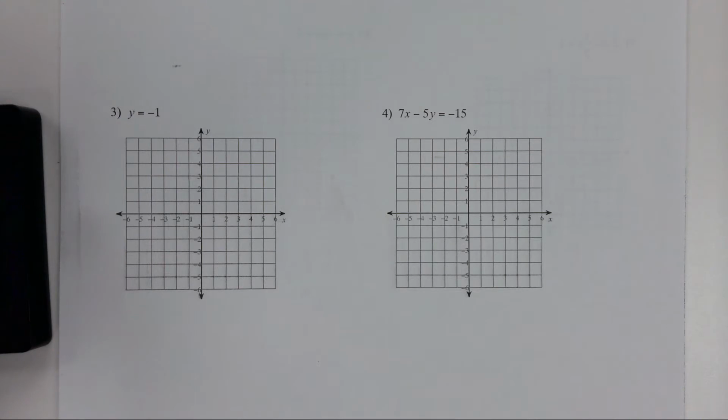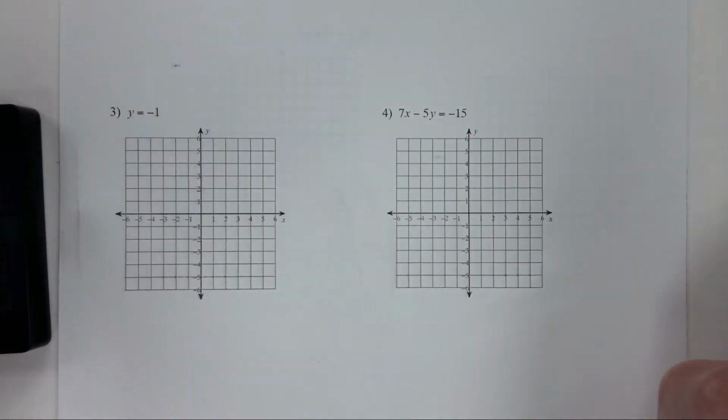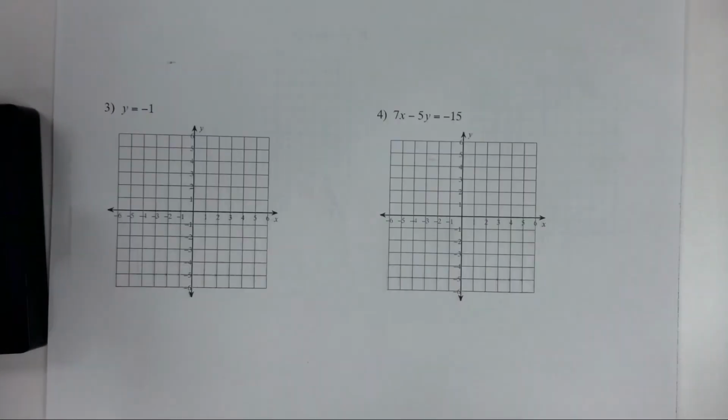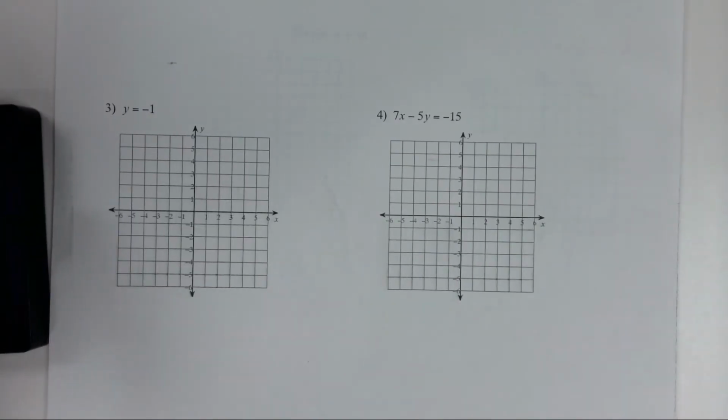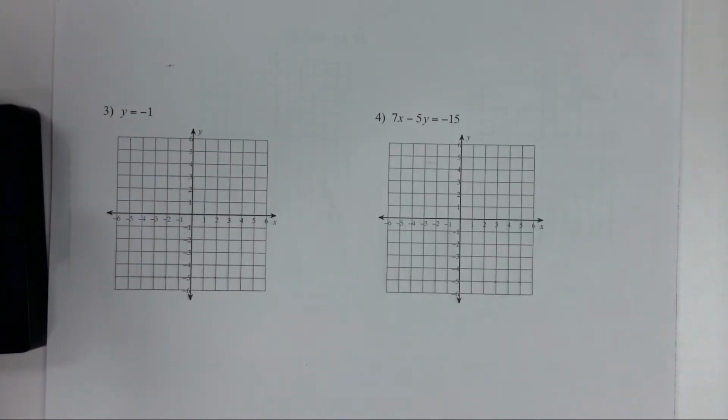Come here, Bryce. Let me see your way. Did you rearrange it to slope-intercept form? Okay, so for x equals 5, you put it here, and then we draw the line this way.